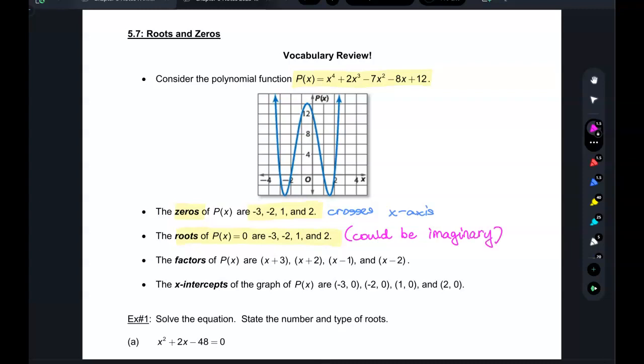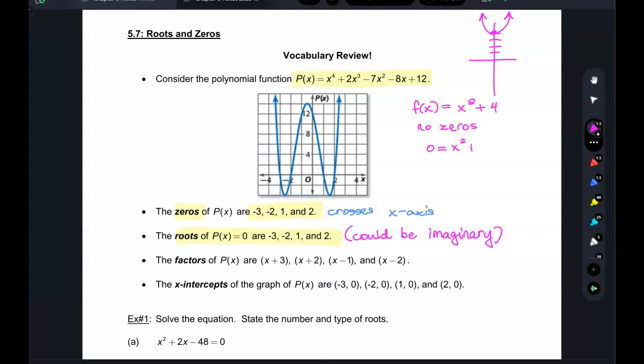Could be imaginary. Here, I'll give you a quick example. Let's say I gave you a polynomial of x squared plus 4. Well, that's a parabola. We can graph that, right? But it doesn't have any zeros. Why? What's x squared plus 4 look like? It has a vertical shift up 4 units. Does this cross the x-axis? No.